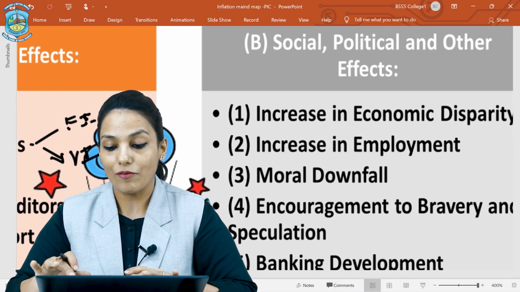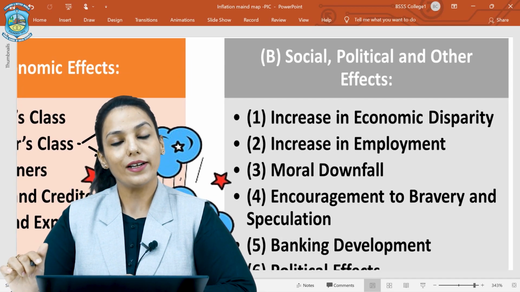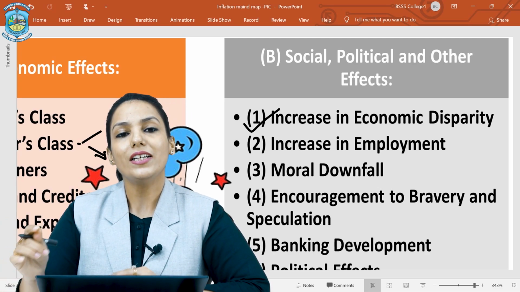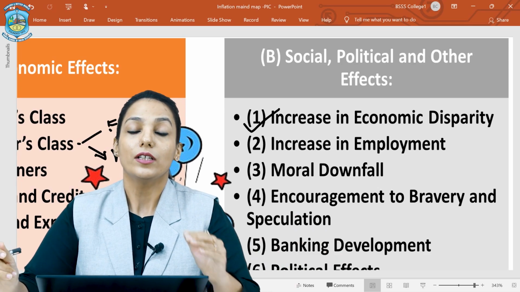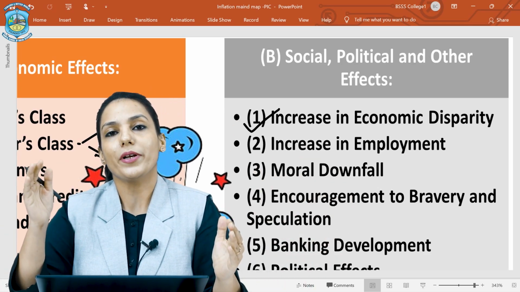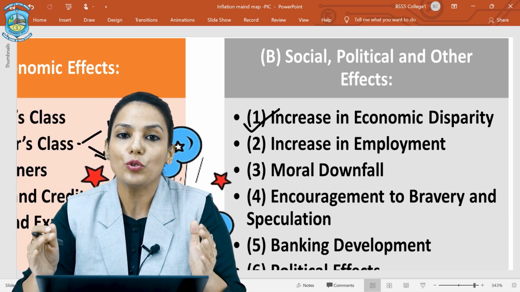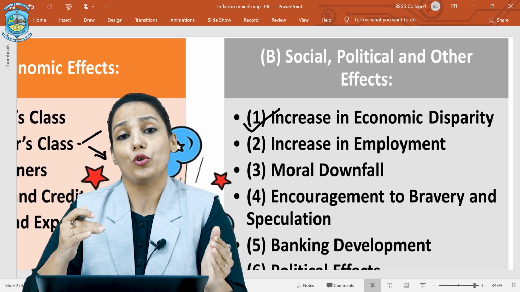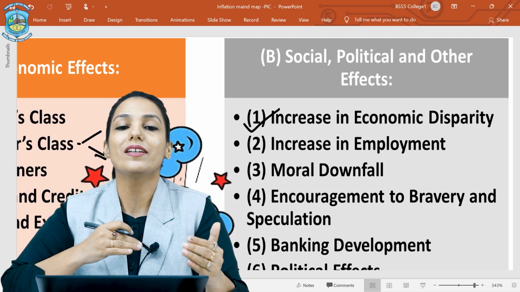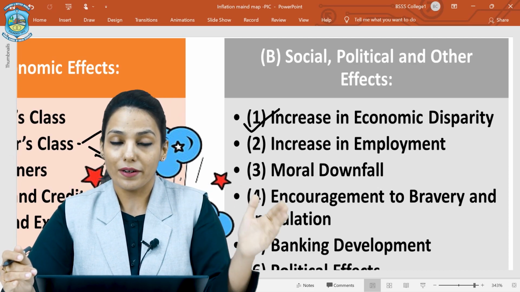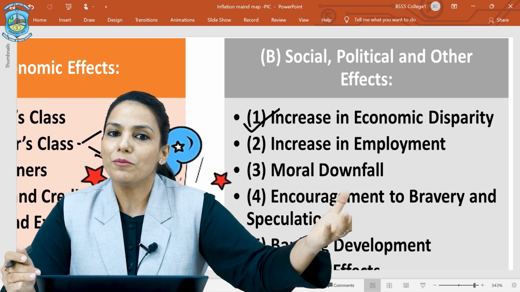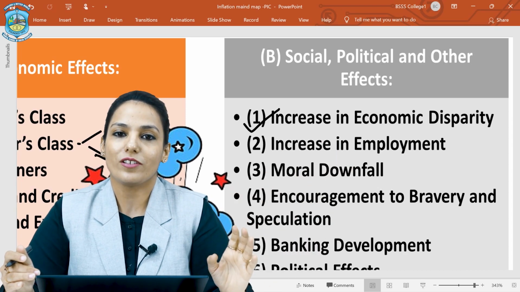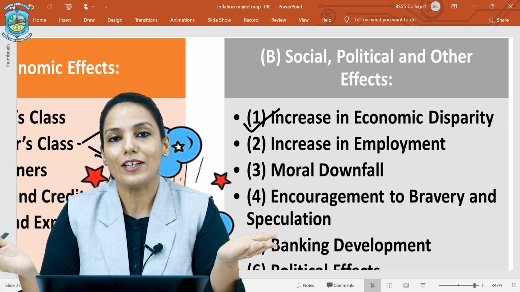Now, let's have a look at the social, political and other effects. During inflation, it is found that the economic disparity increases. The rich become richer and the poor become poorer. This happens because the poor class, the lower income group, are compelled to pay the increased prices, whereas the upper income group, who get the maximum part of profit and income during inflation, are the beneficiaries. This creates a divide in the economy.